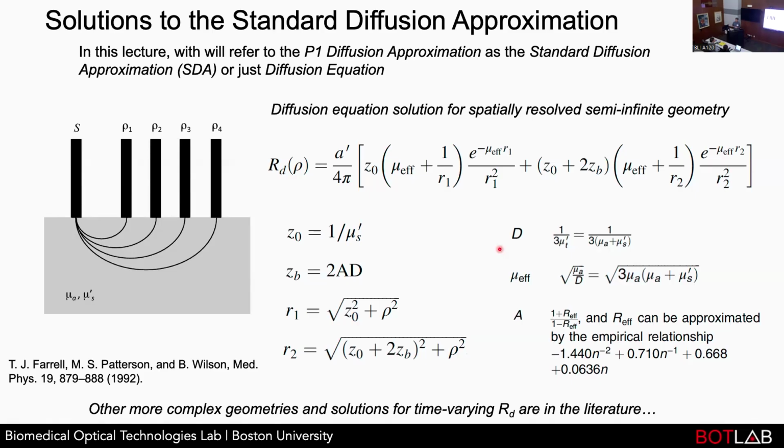Vossen might actually have more to say about this, but yes, if mu A is much smaller than mu S prime, mu A is likely to have a small perturbation on that value of D. I don't know. Any thoughts on that? I don't have a good answer other than that.